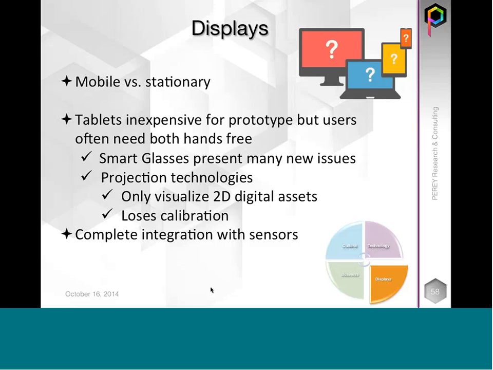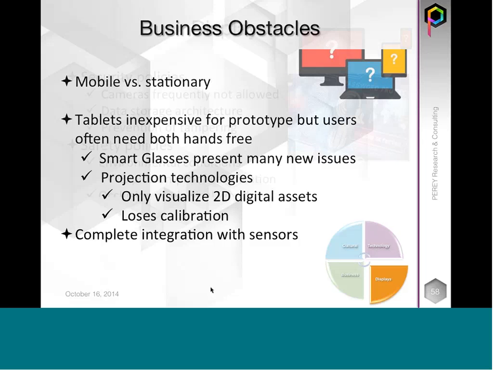And wherever you have displays, you might also be thinking of a projector. We saw several examples of projection technology. That's very good for 2D, but it has some drawbacks. Wherever you use displays, you need to make sure that they are exactly calibrated and that they are synchronized with the sensors that the augmented reality is using.